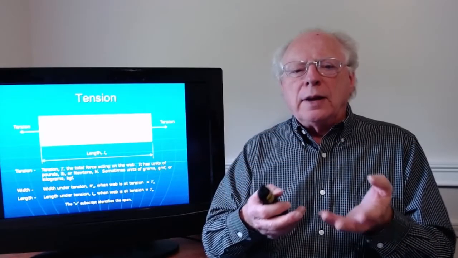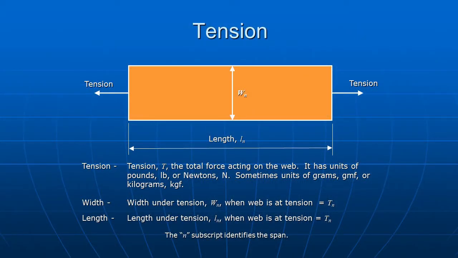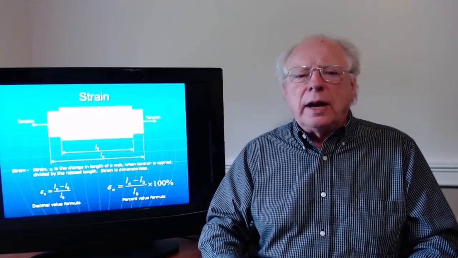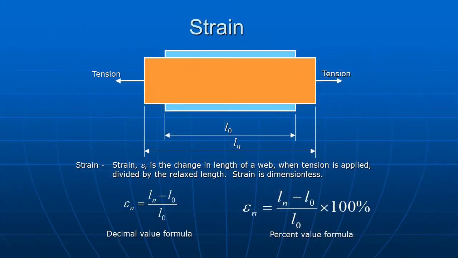So when we apply tension force to a web, the web gets longer. So we'll have a stretched length L sub n of the web under tension. Tension can be in pounds or newtons, and the n subscript will indicate something in the nth span of the web. Classic engineering strain is if we take a web, we apply tension force to it, it gets longer. And so we have a stretched length L sub n, a relaxed length L sub 0. We can calculate strain as the difference in length, L sub n minus L sub 0, divided by the relaxed length.